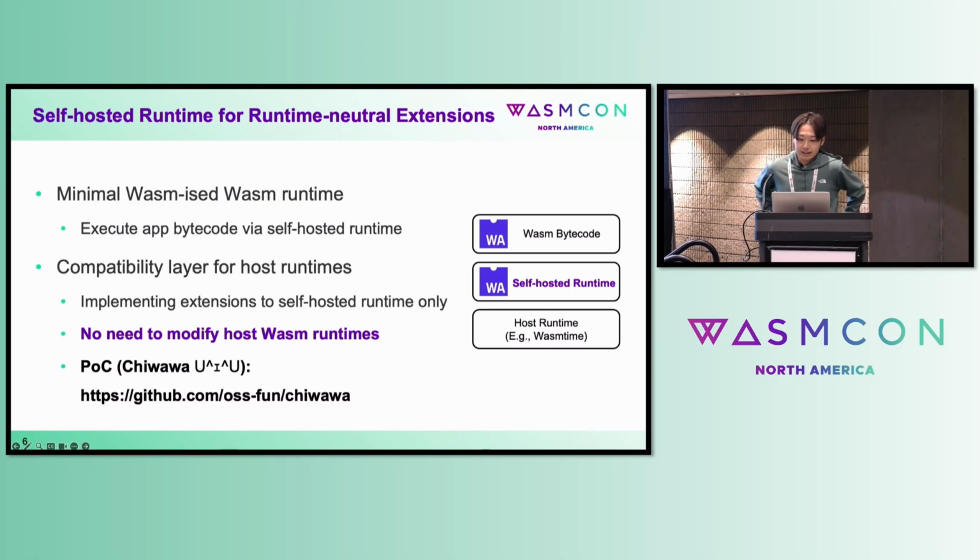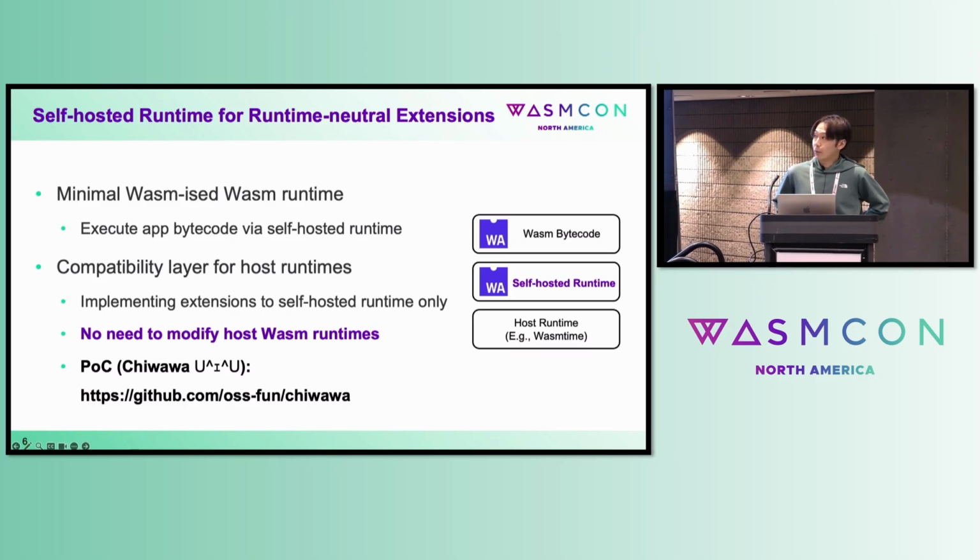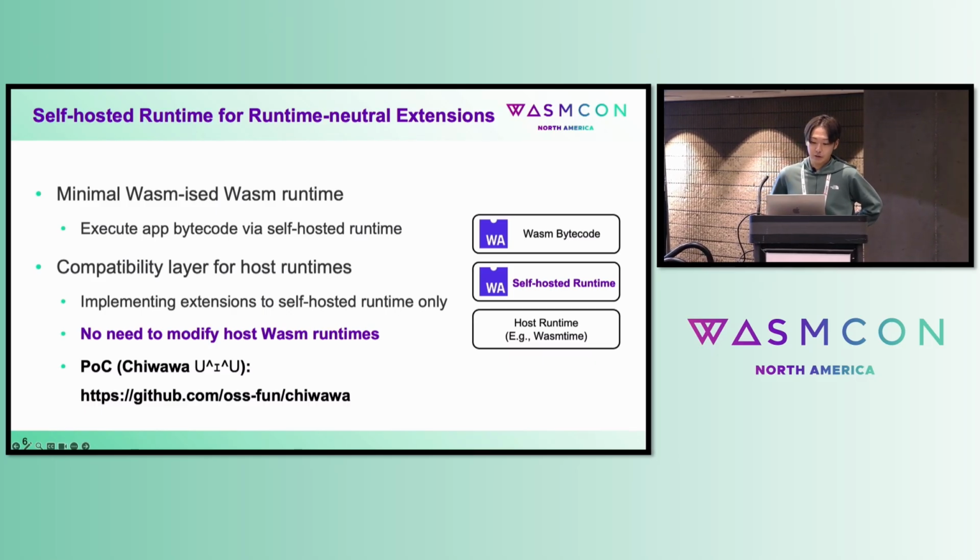My approach is a self-hosted runtime for runtime neutral extensions. It's a minimal Wasm runtime compiled to Wasm itself. In this architecture, we can execute Wasm bytecode via the self-hosted Wasm runtime. It can be used as a compatibility layer for host Wasm runtimes, implementing only extensions for the self-hosted runtime, allowing running them without modifying diverse host runtimes. I implemented a proof of concept self-hosted runtime called Chihuahua.